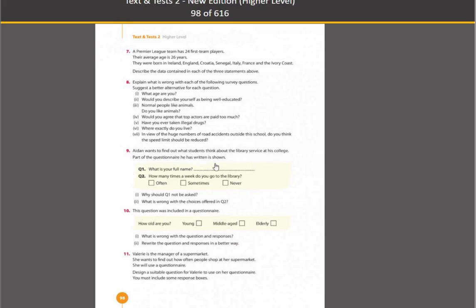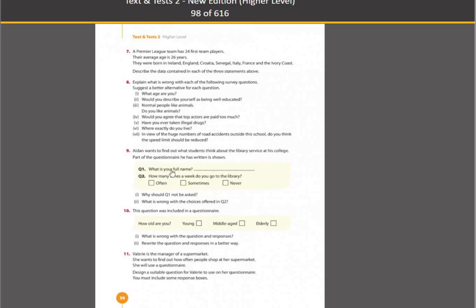Part of the questionnaire he has written is shown. 1. What is your full name? 2. How many times a week do you go to the library? Often, sometimes, or never. Why should question 1 not be asked? And also, what is wrong with the choices offered in question 2?